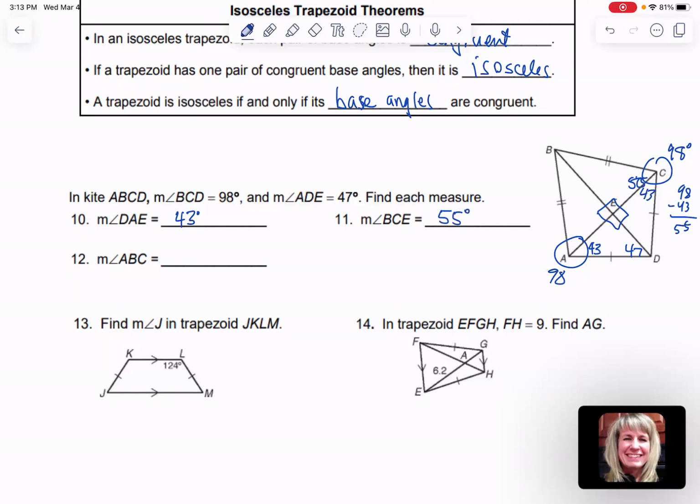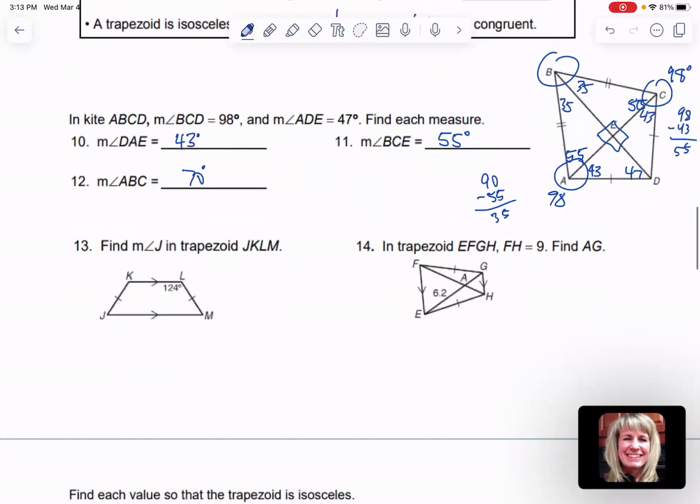And then ABC, which would be this whole big angle right here. I know that this angle right here is also 55. I can do 90 minus 55 to get that this angle is 35 and this is 35. So this will be 70 degrees for angle ABC. Or again, the angles in a quadrilateral add up to 360.